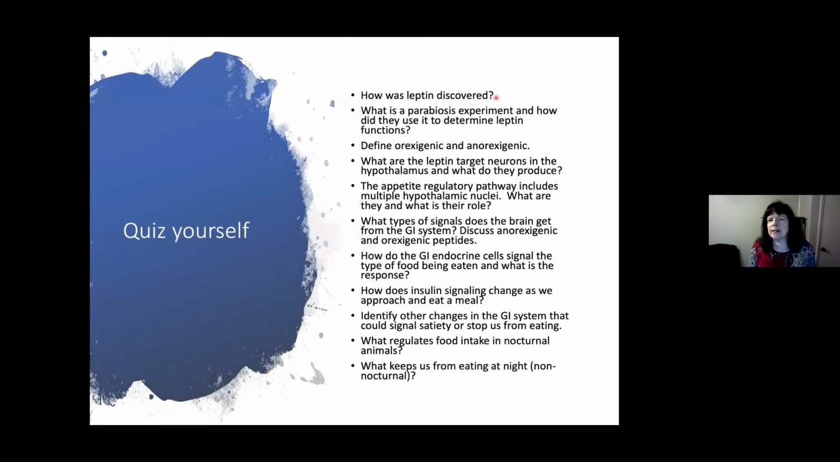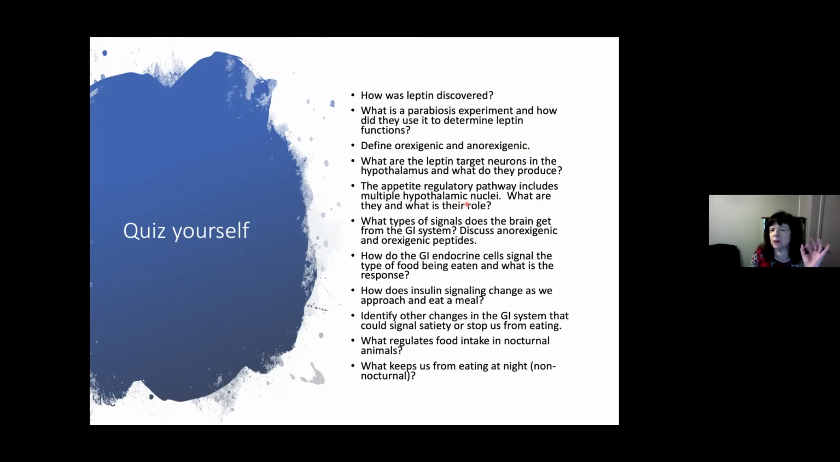So here are some stories you can tell yourself based on what I just said. How was leptin discovered? You can talk about the parabiosis experiments, which proved that there was a factor, and making one animal skinny and keeping that animal from eating. Define orexigenic. This is where you're stimulated to want to eat. This is where you're inhibited. Where are the leptin target neurons? I would just focus in on the ones in the hypothalamus that I talked about. And then you can go through the appetite regulatory pathway.